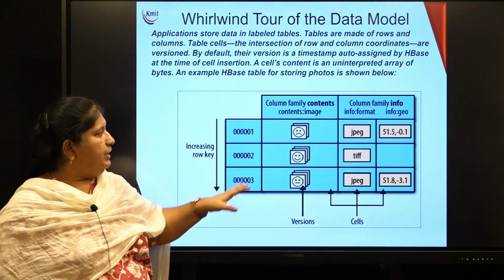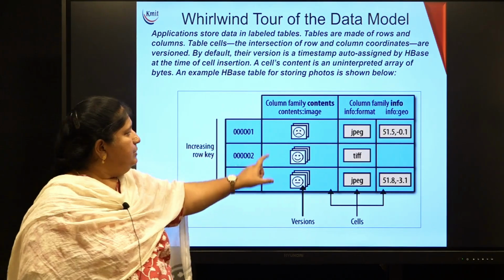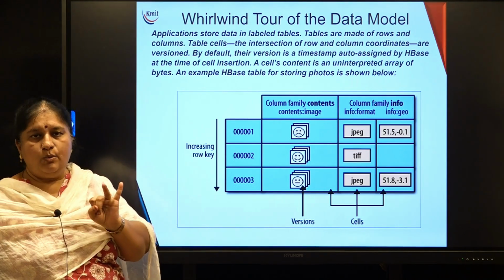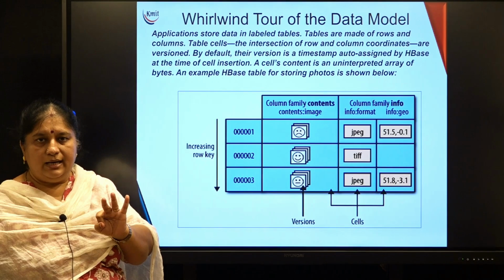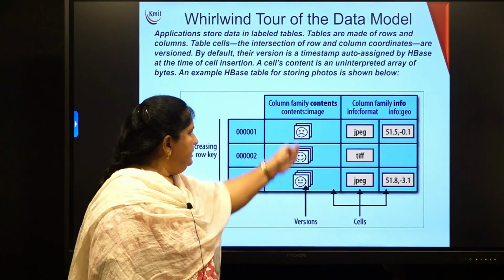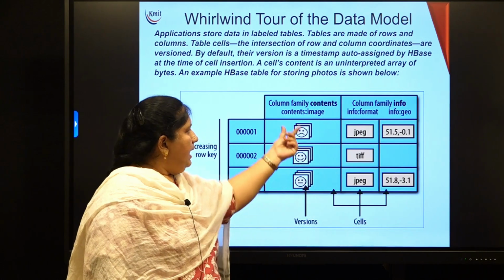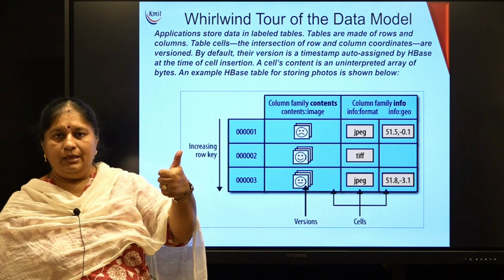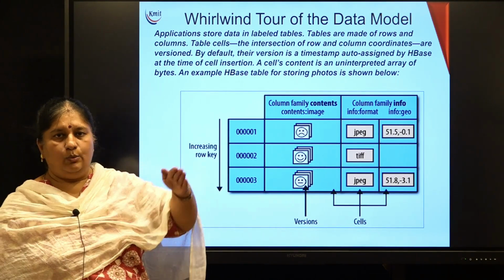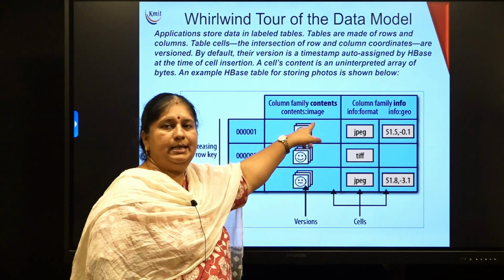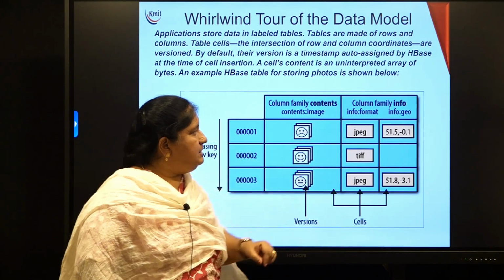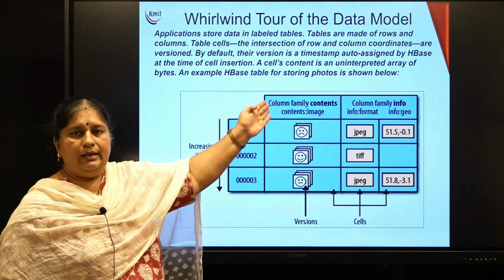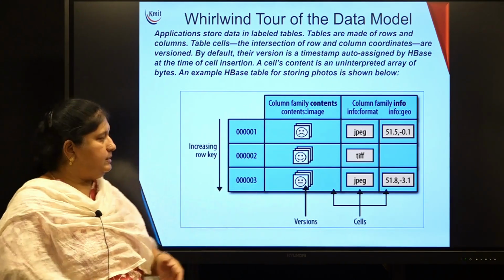Apart from image, suppose I am trying to store student information. Student name can be one content, student class can be one content, student date of birth can be a content. So all of them will come in the content family, right? Image is a family member, name is a family member, date of birth is a family member, likewise. But ultimately what is the family name? Contents. Similarly, what is the family name in this example? Information. Who are the members of that information family? Format, geographical or geometric information, likewise.